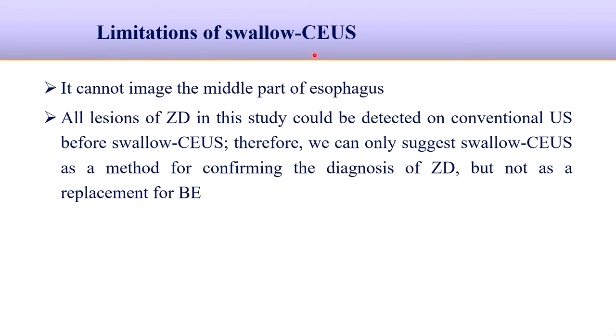Limitations of swallow contrast enhanced ultrasound. It cannot image the middle part of the esophagus because of the air in the lung. And all lesions of a Zenker diverticulum in our study could be detected on conventional ultrasound before swallow contrast enhanced ultrasound. So we can only suggest swallow contrast enhanced ultrasound as a method for confirming the diagnosis of a Zenker diverticulum, but not as a replacement for barium.